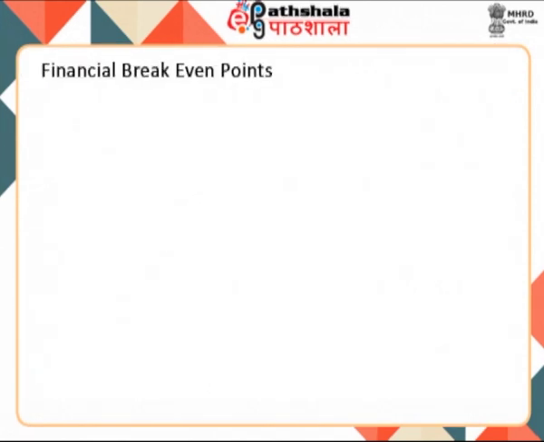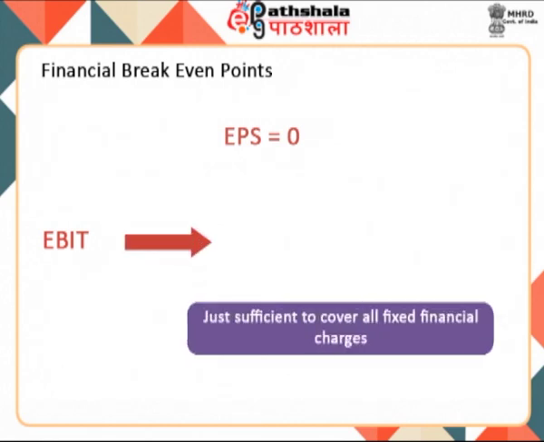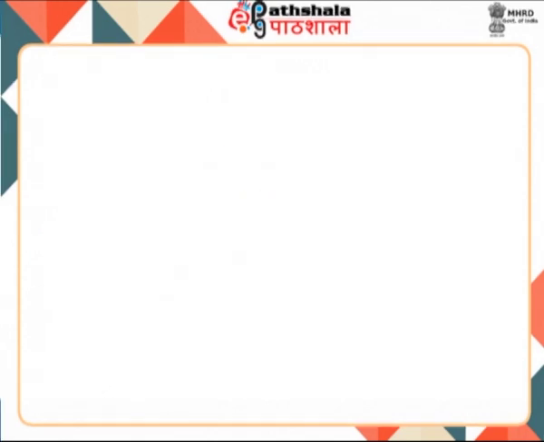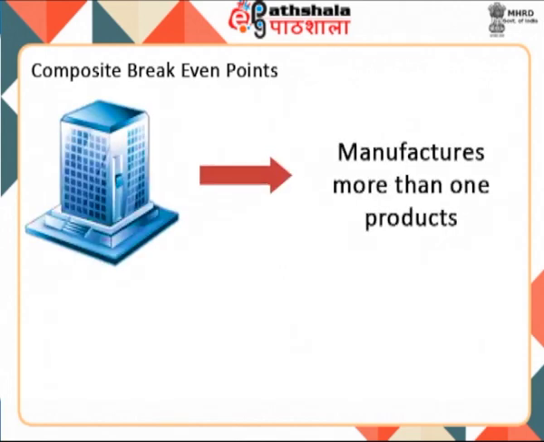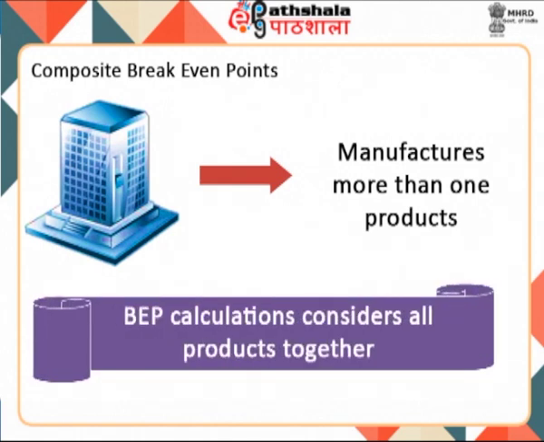Financial break-even point is that level of sales at which earning per share is zero. At this point, the firm has earning before interest and taxes, that is EBIT, which is just sufficient to cover all fixed financial charges, for example, interests and preference dividend. The third type of break-even point, that is, the composite break-even point, is applicable only for those firms which manufacture more than one product. Here, the break-even point calculations consider all the products together. We will cover each of these in details with the help of examples.